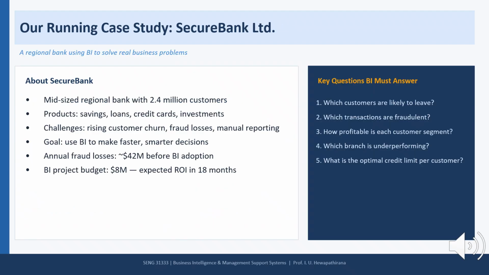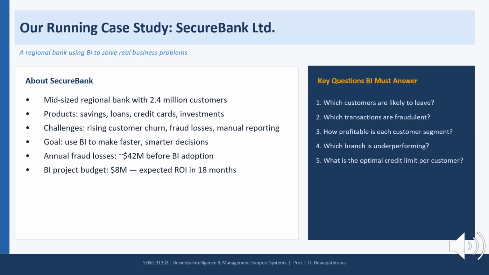Throughout today's lecture, every concept we discuss will be illustrated using a single organization, Secure Bank Limited. Secure Bank is a mid-sized regional bank with 2.4 million customers. Their product range covers the typical banking portfolio: savings accounts, personal and business loans, credit cards, and investment products. They are not a small bank, but they are not a global institution either, which makes them a realistic and relatable example.